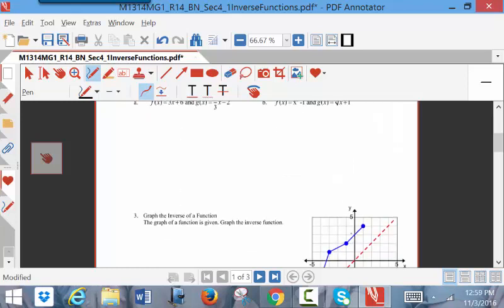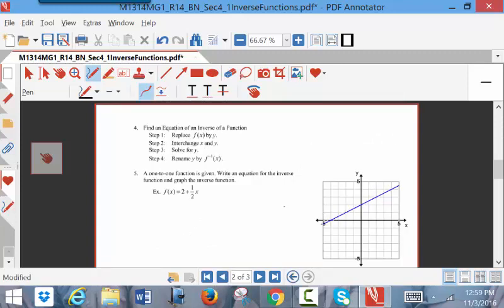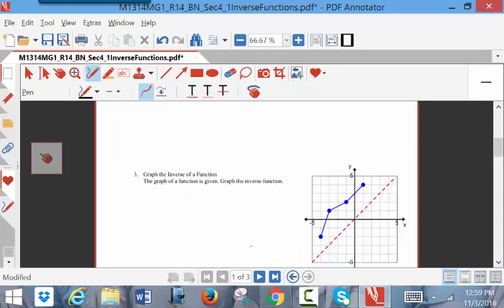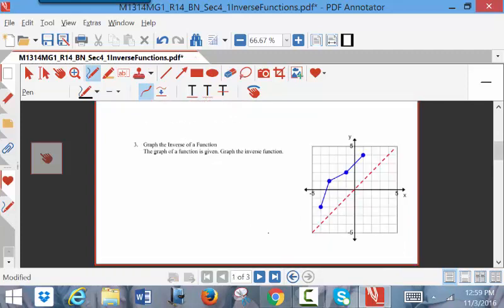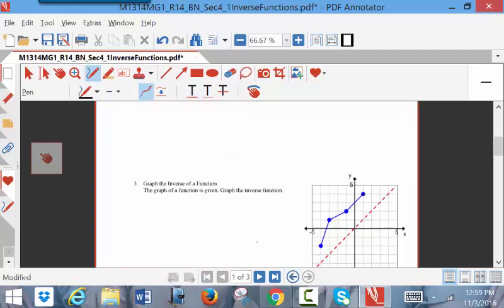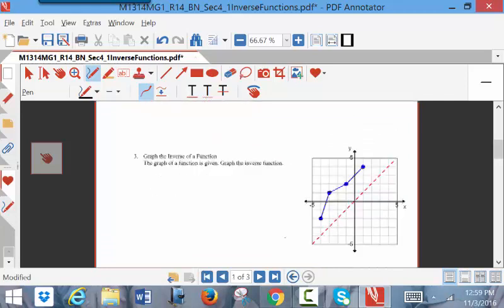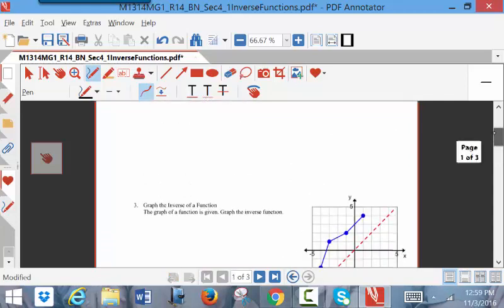Now in inverse functions, what they will do is, whoa, something happened. I got sliding all over the place here. Come on, come back down. Giving me trouble. So this is going to be a lousy recording.